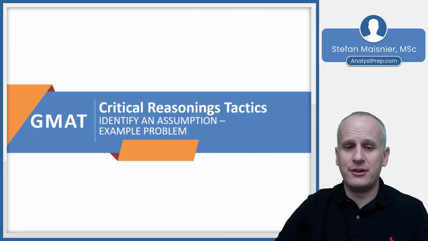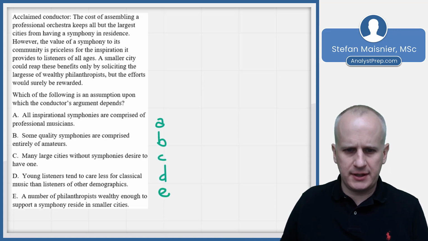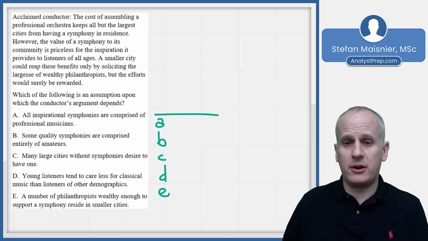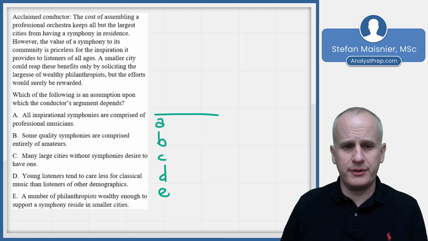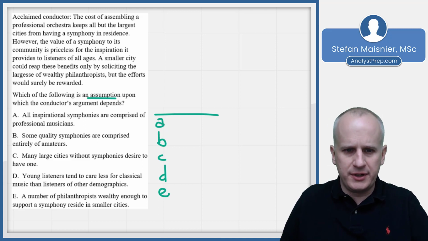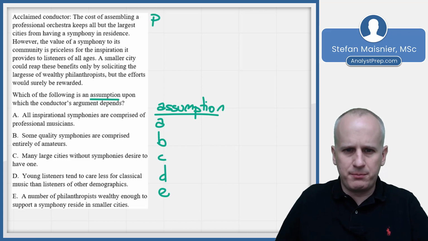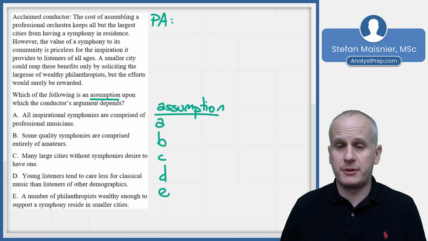So let's head on over to the whiteboard and take a look at an example to see how you'll execute with your scratch work when you are addressing assumption tasks on critical reasoning questions on the GMAT. So here we have a sample critical reasoning style question for the exam. And we've got A, B, C, D, E, and we put a little line over top for our potential task. And we start with, which of the following is an assumption upon which the conductor's argument depends. So we can clearly see we need to find an assumption. So this is an assumption task, and we just write out assumption. So then we're just going to put PA up here for predicted assumption, and we'll start by reading the paragraph.